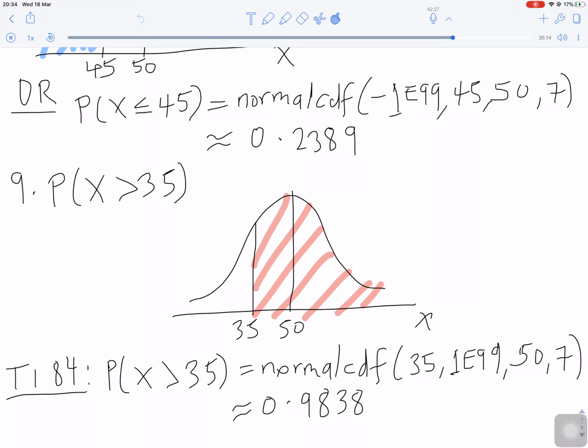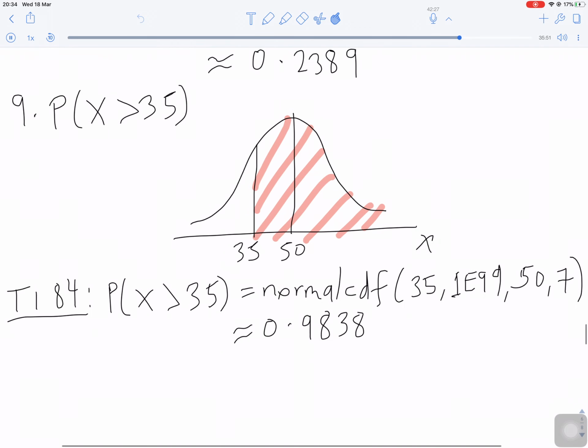Probability of x being greater than 35 by the calculator, that is normal CDF. The smallest value in this interval now is 35, and the largest value is a very large positive value. So we say positive infinity, and that is 1E99. That is how we represent it on the calculator. And 50 for the mean, 7 for the standard deviation. Therefore, this probability will be approximately 0.9838. So that is the result for question 9.